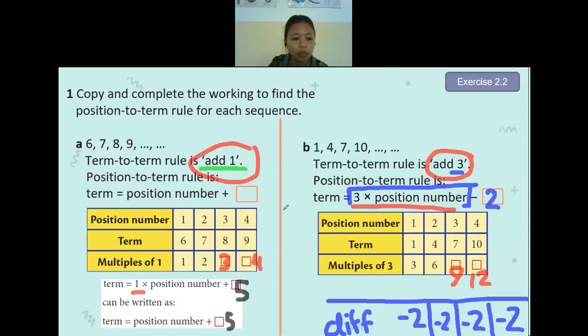Is there anyone having difficulties? You can type it through the chat. I'm reading the chat, if anyone is still confused.